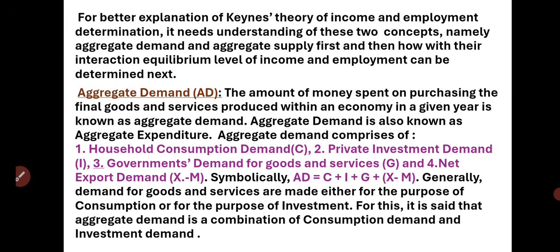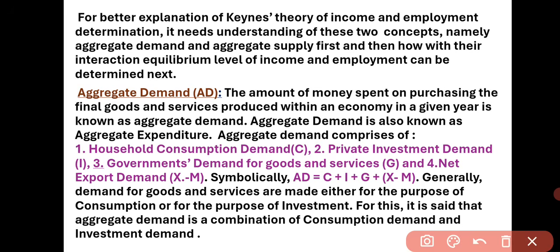Aggregate demand: the amount of money spent on purchasing the final goods and services produced within an economy in a given year is known as aggregate demand. What amount we have spent during a particular time period for purchasing goods and services in an economy, that is known as aggregate expenditure. And what is aggregate expenditure? That is only aggregate demand.